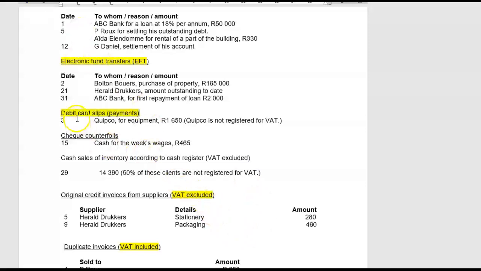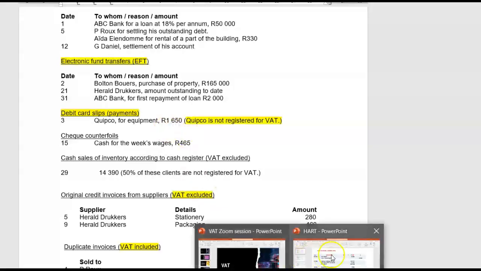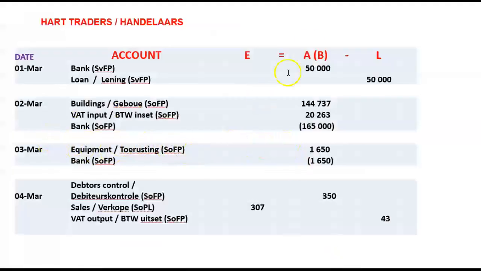The next transaction is on the third, and that is a debit card slip or a payment that we have made. So on the third, we have paid Quipco for equipment 1,650 Rand, and Quipco is not registered for VAT. So if Quipco is not registered for VAT, can they ever issue a tax invoice? No. Without a tax invoice, can I claim that? No. So therefore, I'm going to capitalize the full amount of 1,650 Rand. So equipment, asset will increase. I'm going to debit that account with 1,650, and bank will decrease with the full amount of 1,650.